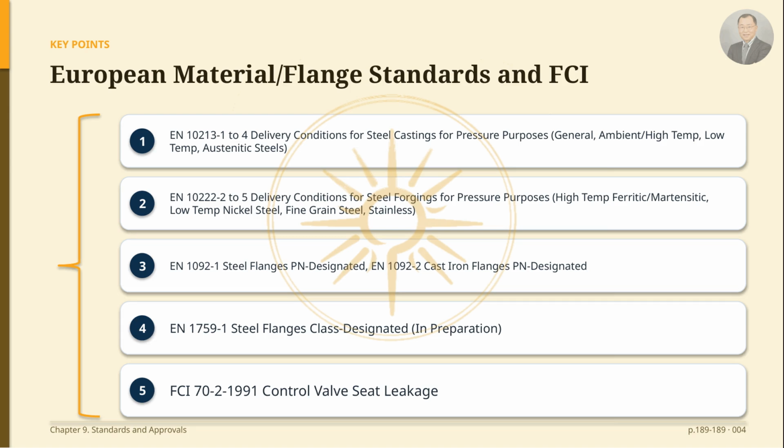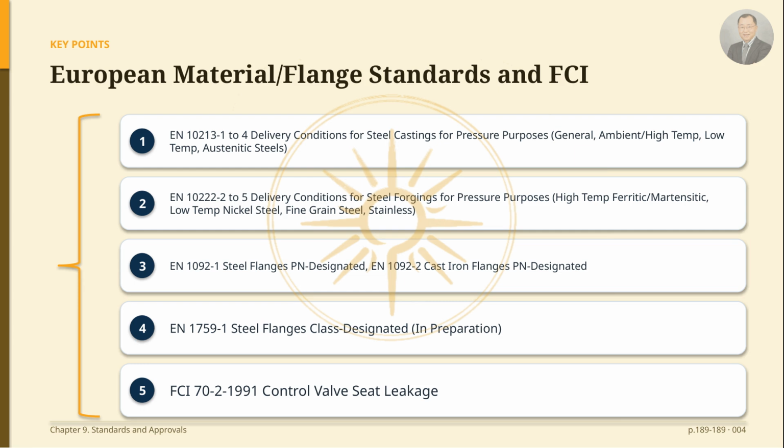Next, I will introduce the European Material and Flange Standards. EN 12183 covers the technical conditions for the delivery of steel castings for pressure purposes, with Part 1 covering general requirements, Part 2 covering steel grades for use at room and elevated temperatures, Part 3 covering steel grades for use at low temperatures, and Part 4 covering austenitic and austenoferritic steel grades.